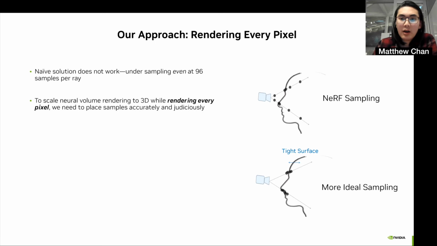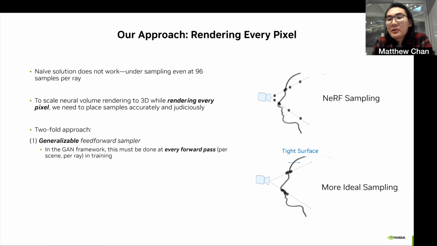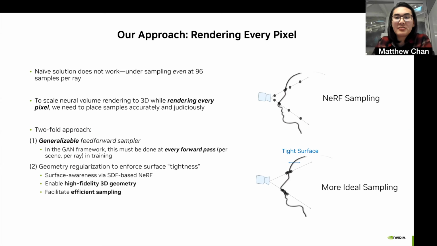So our major modifications to enable this are twofold. First, we propose a generalizable feed-forward sampler, an oracle, if you will, which tells us where the surface is located and what regions of space we should really be paying attention to. And second, we needed to restructure the volumetric representation away from the vanilla NeRF, instead towards a surface-aware SDF-based neural field, which would enable higher fidelity 3D geometry and be much more amenable to the efficient sampling schemes that we propose.